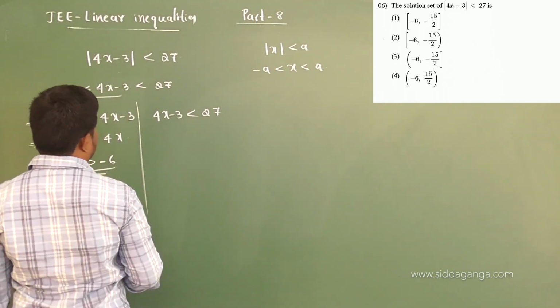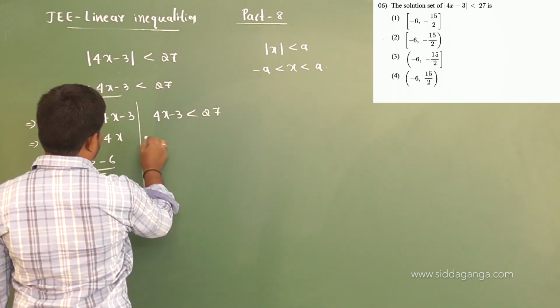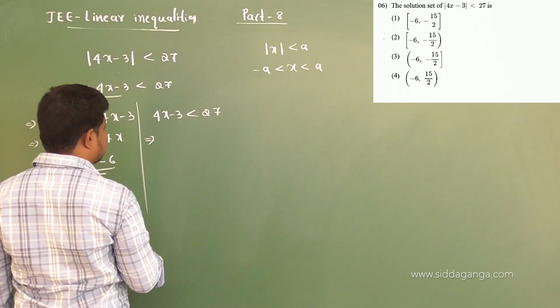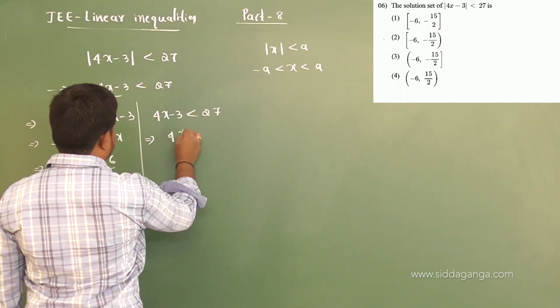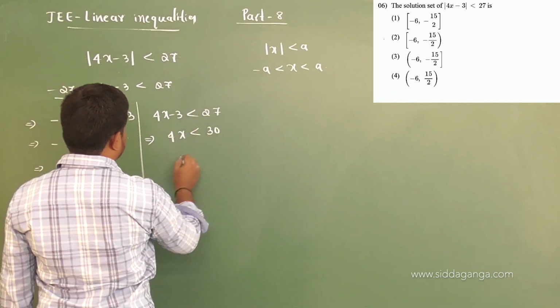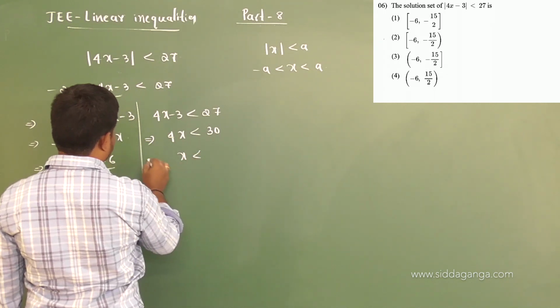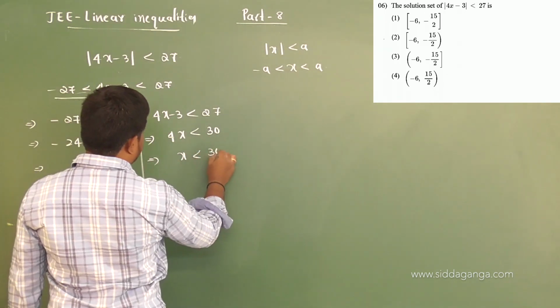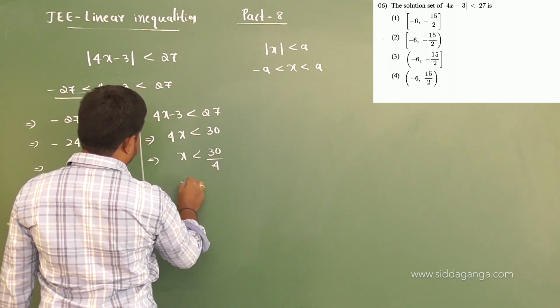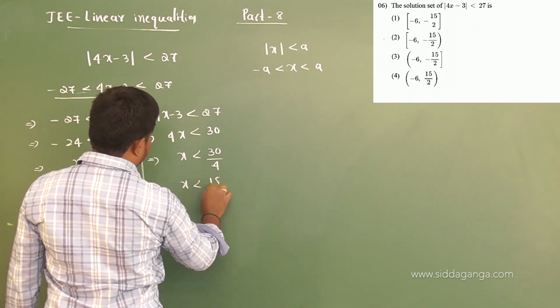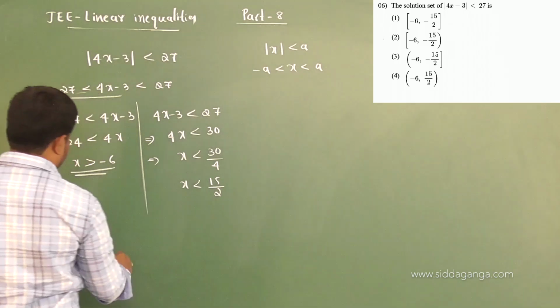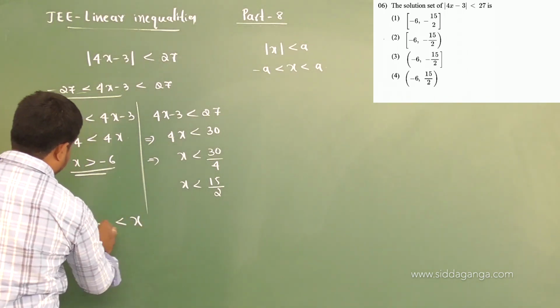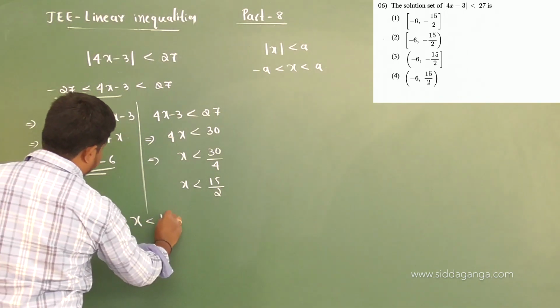Adding plus 3 on both sides, you get 4x less than 30. So x is less than, by dividing by 4, you get 30 by 4, that is 15 by 2. So your x value is greater than minus 6, less than 15 by 2.